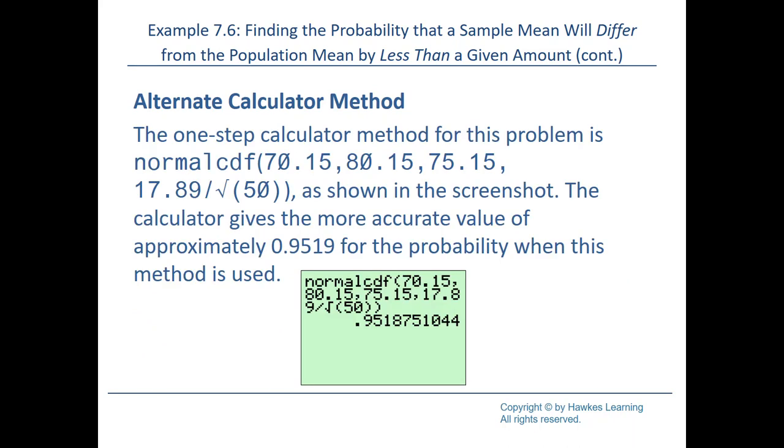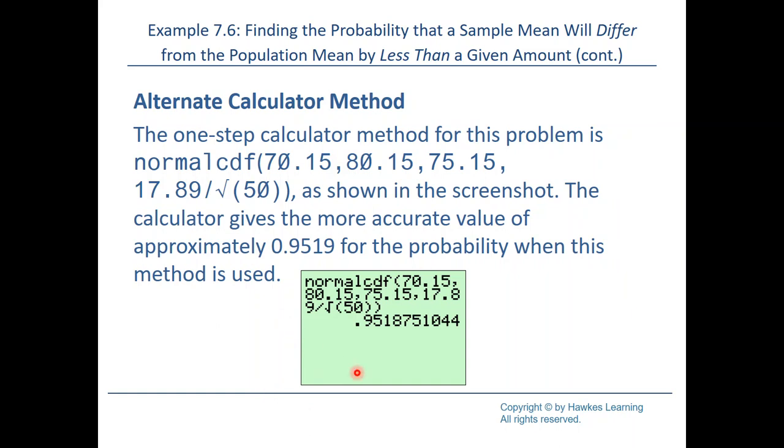I'm going to put in my standard deviation and my population's mean, okay? And again, it's always in the same format. So lower bound, upper bound, my mean, and then my standard deviation. And guys, don't worry about it. You can literally just put in that $17.89 divided by the square root of 50, okay?